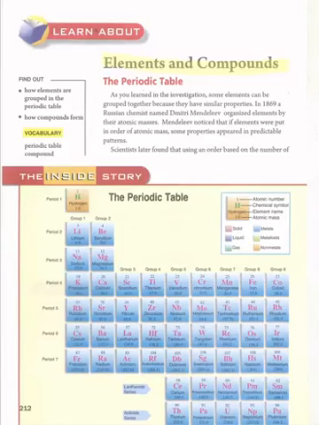Here we have a table. That table, what is it? It's the table of all elements. We said in the world there are more than 100 elements, and the scientists arranged all of the elements in this table. They named the table the periodic table. What is the name of this table? It is the periodic table.